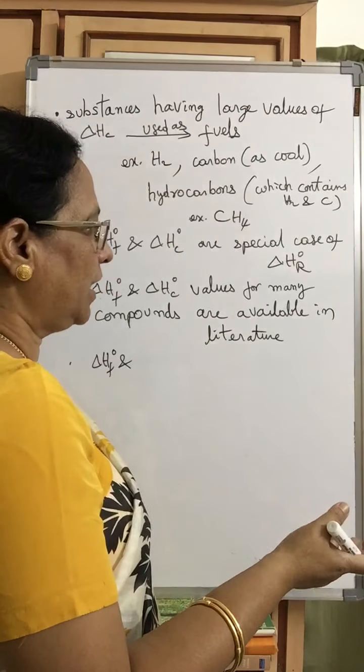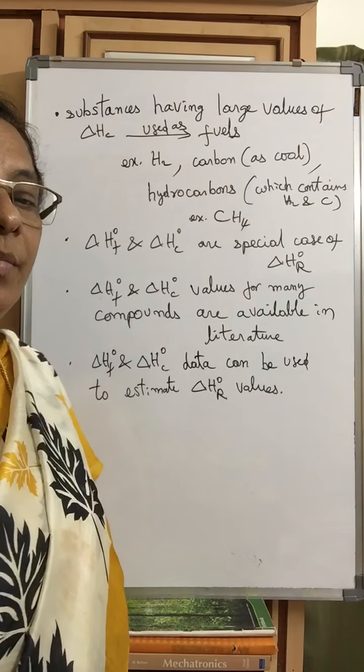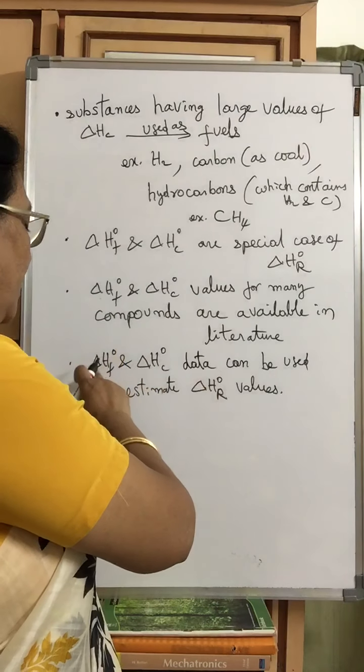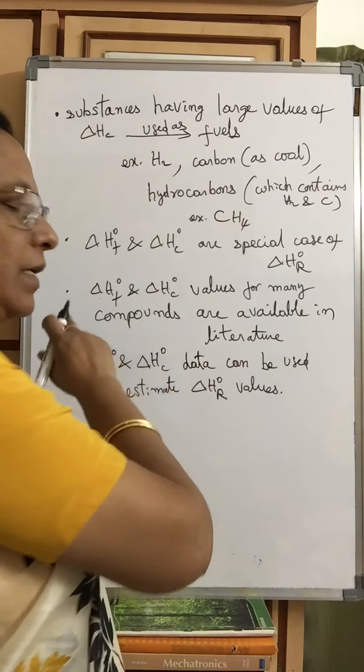In next classes we will study Hess law of constant heat summation and how to find out heat of formation. That is one problem. And then how to find out delta HR naught from delta HF and delta HR naught from delta HC data.